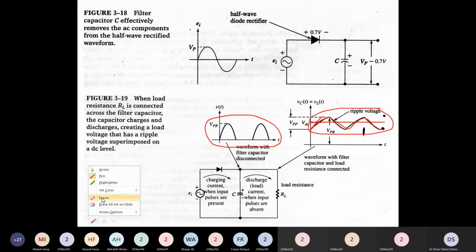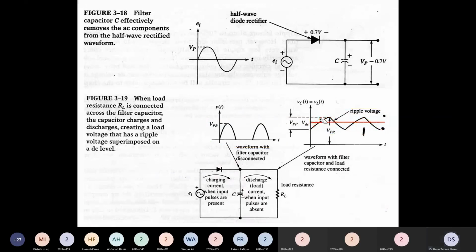So if we had not used the capacitor, then where would the DC value of the voltage lie? Can anyone answer this?